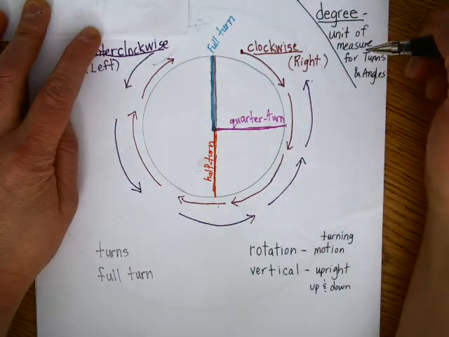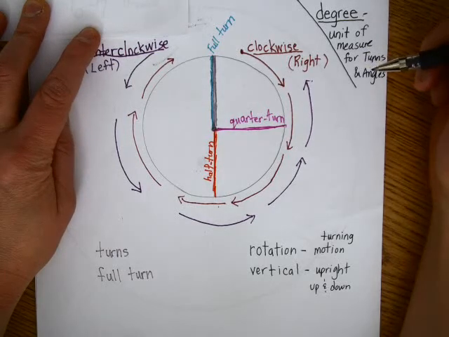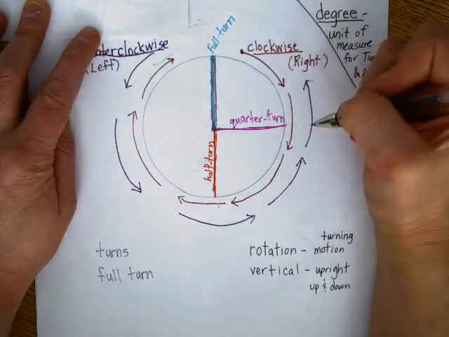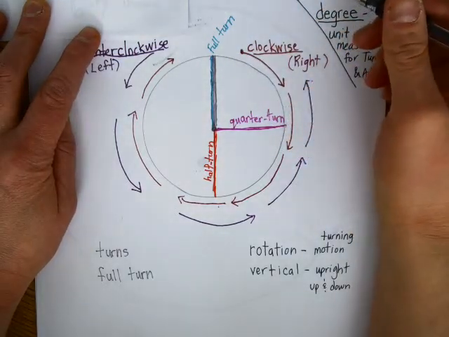It's different than the temperature degrees. It doesn't tell how hot or cold something is, but this degree tells how far around we actually went. And we'll be talking about that a little bit today.